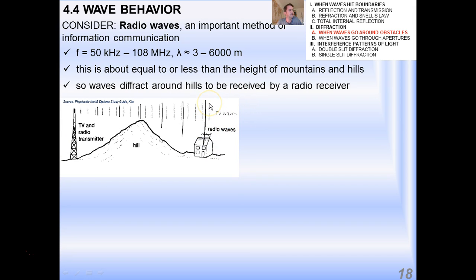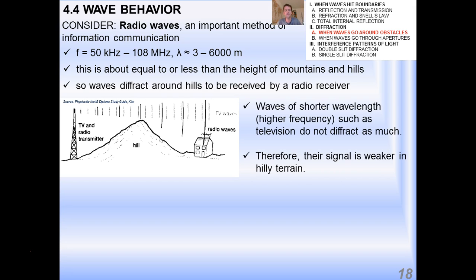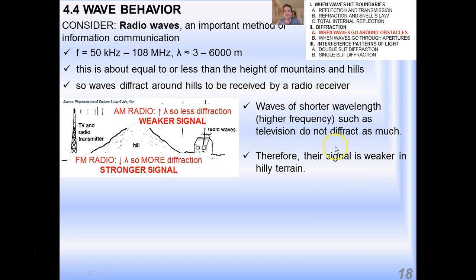So if you ever notice, like if you're driving in the mountains and you have your radio on, sometimes when you're in certain areas, the reception might be better or worse than it was before. That's because of diffraction and also a bit of reflection, but mostly because of refraction of radio waves throughout those hills. Now, waves of shorter wavelength or higher frequency, such as television, don't diffract as much. Therefore, television signals are typically weaker in hilly terrain.